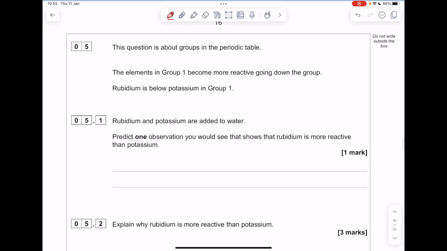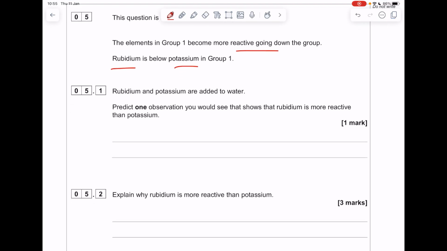This question is about groups of the periodic table. The elements in group 1 become more reactive going down the group. Rubidium is below potassium. Rubidium and potassium are added to water. Predict one observation that you would see that shows rubidium is more reactive than potassium. It's just going to be more vigorous. So think about those observations. There's fizzing, it moves around, it melts, it burns with a flame. So just make that more vigorous. So we're going to say burns with a bigger flame.